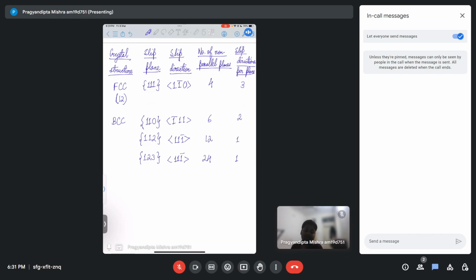So total number of slip systems would be 6 into 2 for the first case, 12, then 24. So totally it has 48 slip systems. You can see that BCC has way more slip systems than FCC.